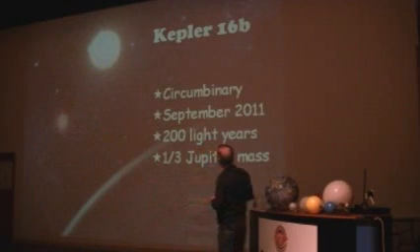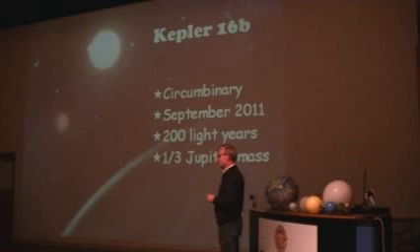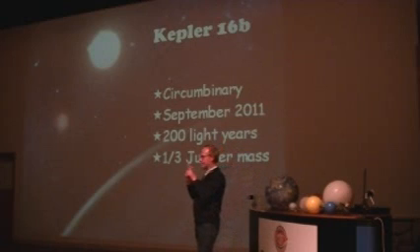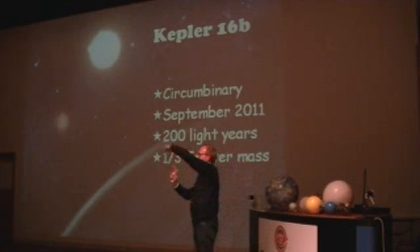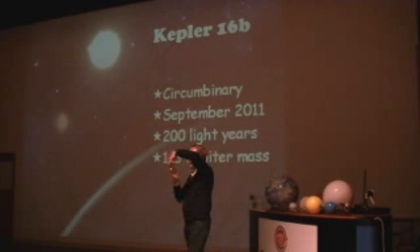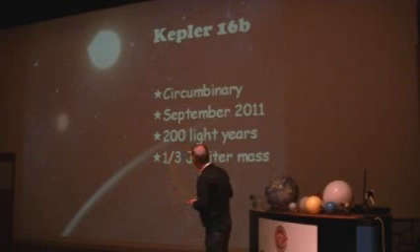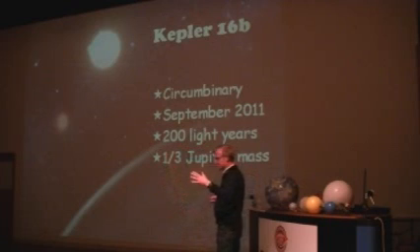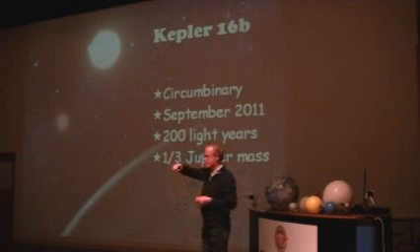Another one, Kepler 16b, was discovered by the Kepler telescope. It's also orbiting a binary star, but it's orbiting both stars. So you've got 2 stars here, and the planet is orbiting both of the stars while the 2 stars orbit one another closer in. It's about 1/3 the size of Jupiter.